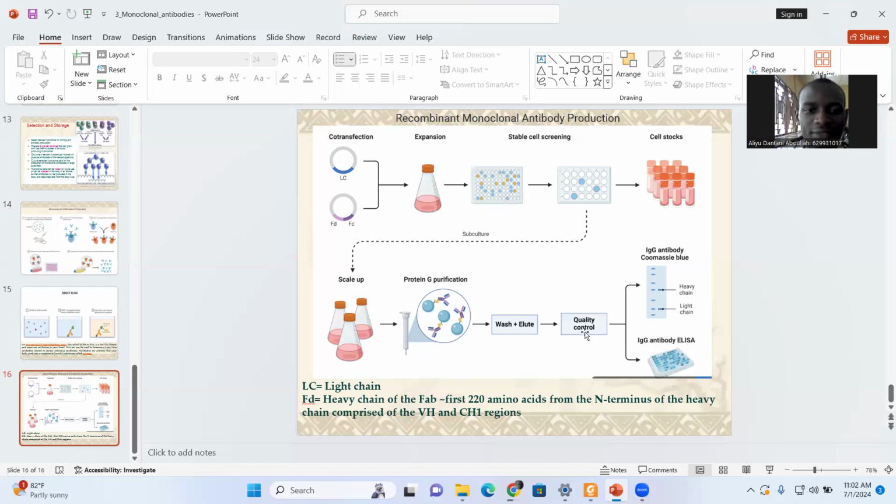Wash, load, and quality control. And then you check if you have the marker for that antibody, and you run your sample to make sure that every heavy chain and light chain coincides with that of the protein or antibody marker. It means your purification is successful, and you go from there, right? So basically, this is just a summary. If you want to get more information, you can research and read more about this.